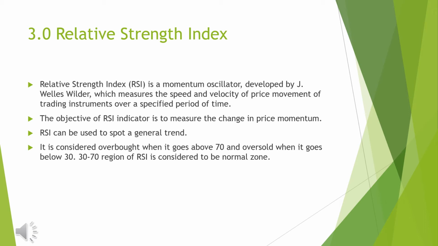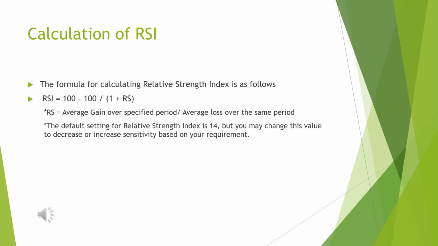It is considered overbought when it goes above 70 and oversold when it goes below 30. The 30 to 70 region of RSI is considered to be the normal zone. The calculation of RSI. The formula for calculating RSI is as follows. RSI equals 100 minus 100 divided by 1 plus RS.